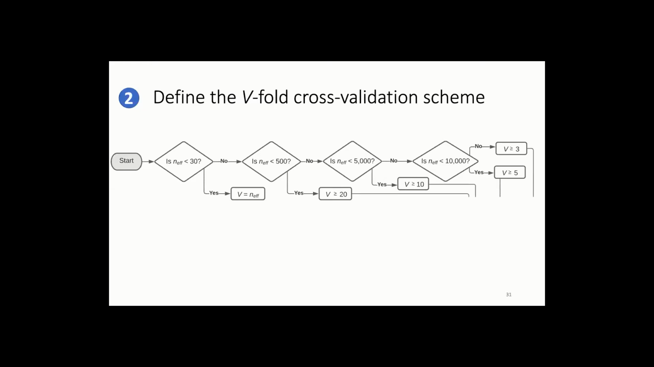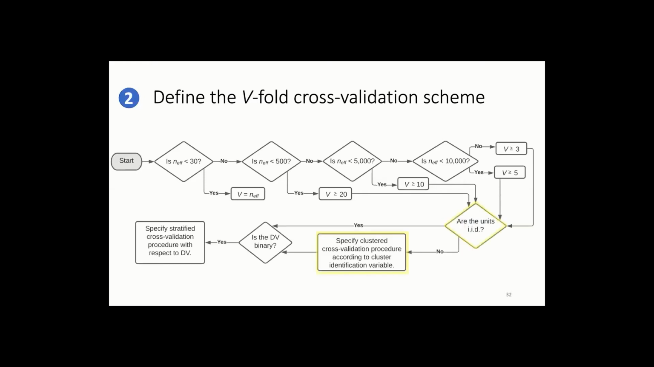Okay. There are a few other decisions that we can make with the cross-validation procedure when we have more than one observation in the validation data. Firstly, are the units IID? And if they're not, we need to specify a clustered cross-validation procedure according to a cluster identification variable. Clustered cross-validation forces observations in the same cluster to be in the same validation fold. This ensures that the training and validation samples are independent.